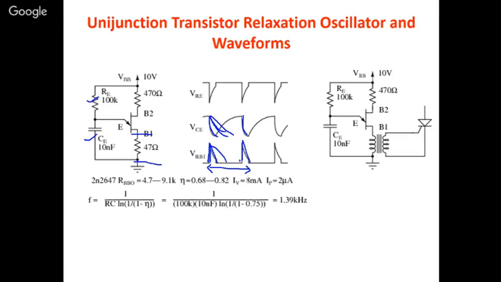The other thing is when this pulse has to be repeated; you can get that by the frequency given here. F is equal to 1 divided by RC ln 1 divided by 1 minus eta, where the eta value can vary from 0.68 to 0.82. This is the variation you can have. And RC is the time constant, so you can fix it according to our requirement. This is how you get the UJT triggering circuit.